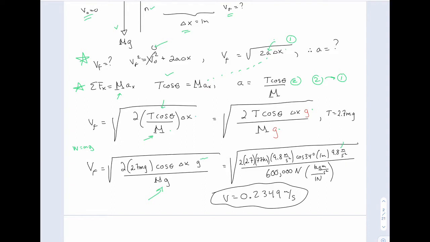Oops, and I forgot the tension here. They tell me that the tension in the string is 2.7 times his weight. So the tension in the string is 2.7 times his weight, and his mass is little m. So that's why I put in tension is 2.7 little mg.